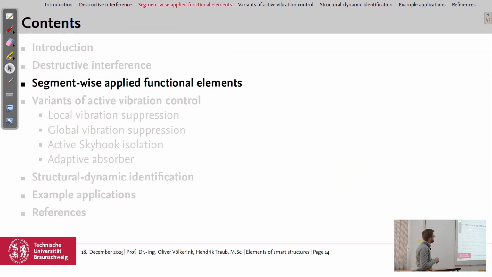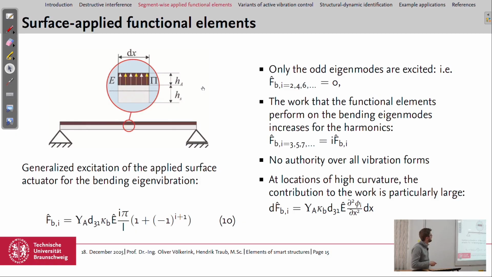So as we have introduced the basic concepts, the local vibration suppression and the global vibration suppression, we are now looking at segment-wise applied functional elements, and we start with a functional element on the whole surface of the simply supported beam. Then we can again, without deriving it in detail, come up with the general excitation of the beam due to the surface actuator, coming in with the kappa B, I will look it up.